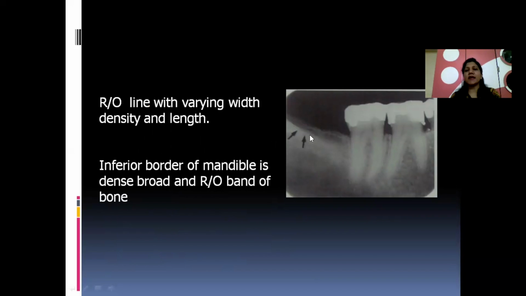This line is having a varying width. Can you see that it is not a distinct line? It is a diffuse one, of varying density and varying length, and inferior border.